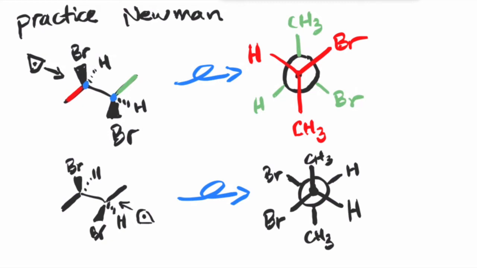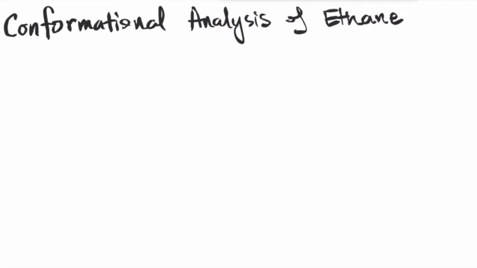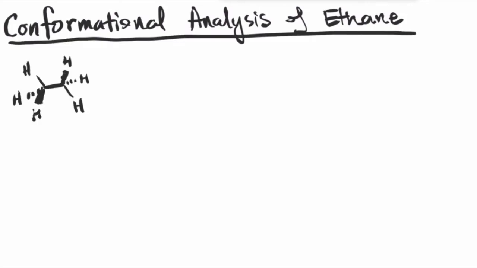Again, these two molecules are exactly the same, right? So when you draw a Newman projection, they look quite different, but don't be tricked by that. We're just drawing the same molecule from different perspectives. Okay, so with our Newman projection in hand, let's go ahead and dive deeper into taking a look at the conformational analysis of ethane. So here's our wedge and dash representation of ethane.